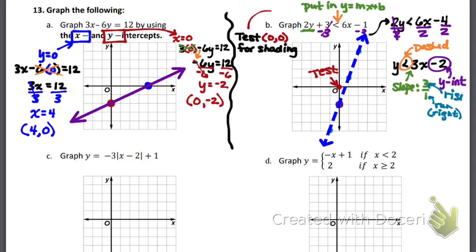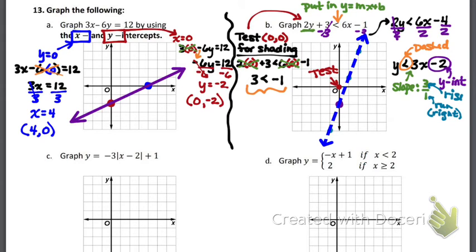I'm going to go back to this original equation right here, and I'm going to put 0 in for y and for x. So I have 2 times 0 plus 3 is less than 6 times 0 minus 1. What's 2 times 0? 0. So on the left-hand side, I just have a 3 left over. I have a less than, what's 6 times 0? 0, so that disappears. What do I have left on the right then? Negative 1.